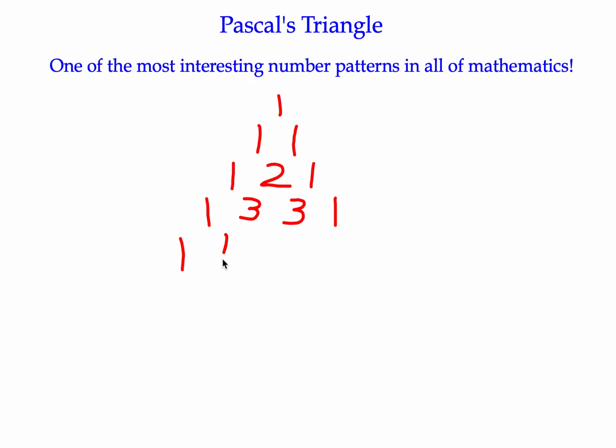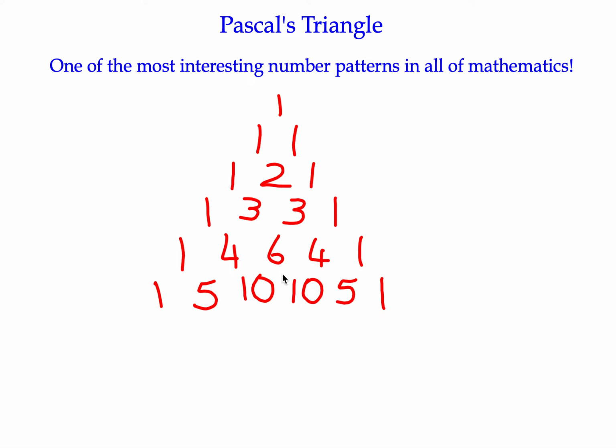1 and 3 make 4, and 3 and 3 make 6, and 3 and 1 make 4. And then we've got a 1 at the end. And we can keep going. The next row has 1, and then we've got 5, 10, 6 and 4 is 10, 4 and 1 is 5, and then we've got a 1. So each row has 1 extra number in it.